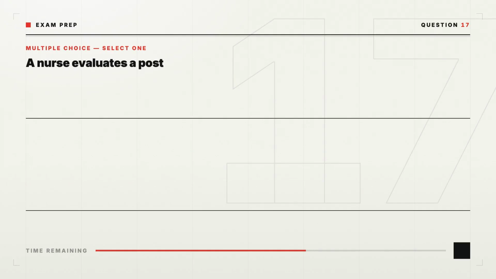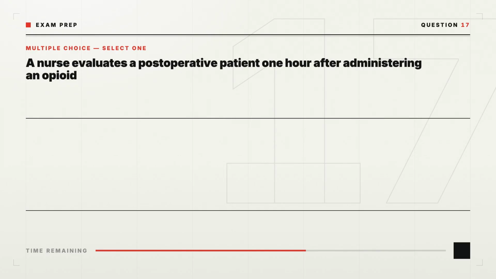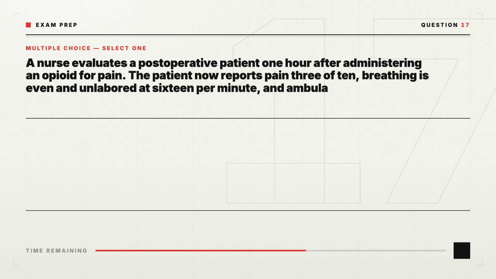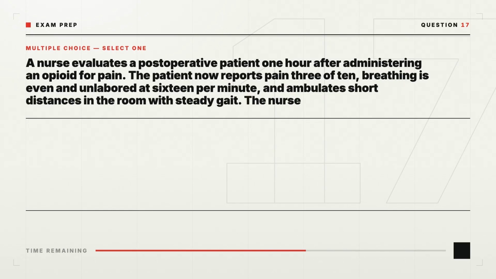Question 17. A nurse evaluates a post-operative patient 1 hour after administering an opioid for pain. The patient now reports pain 3 of 10. Breathing is even and unlabored at 16 per minute, and the patient ambulates short distances in the room with steady gait. The nurse classifies the outcome.